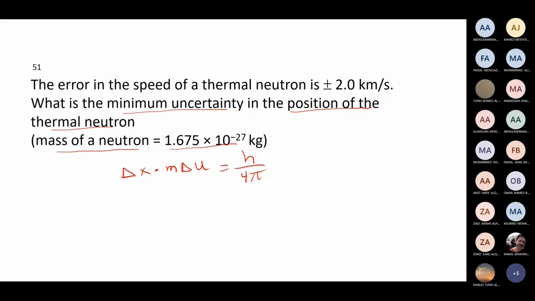Exactly, you have to memorize it. H over 4 pi. What's the mass? This is the mass already in kilogram, which is good. How about the speed? Is this the right speed? We should change it to what? Meter per second. Yes, because it's not kilometer, it must be meter per second. Exactly. Can you calculate delta X? Quickly, I need an answer.